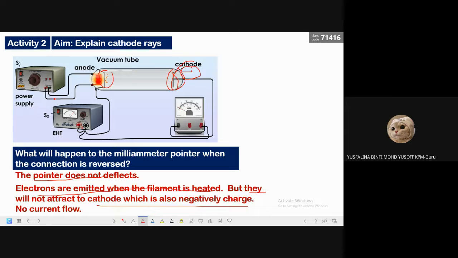So this part you have to know: you have to make this one the cathode and this one the anode. Then the milliammeter will be deflected. And if you switch it, you make it the opposite, there will be no electrons moved, because the negative repels. They will repel each other.